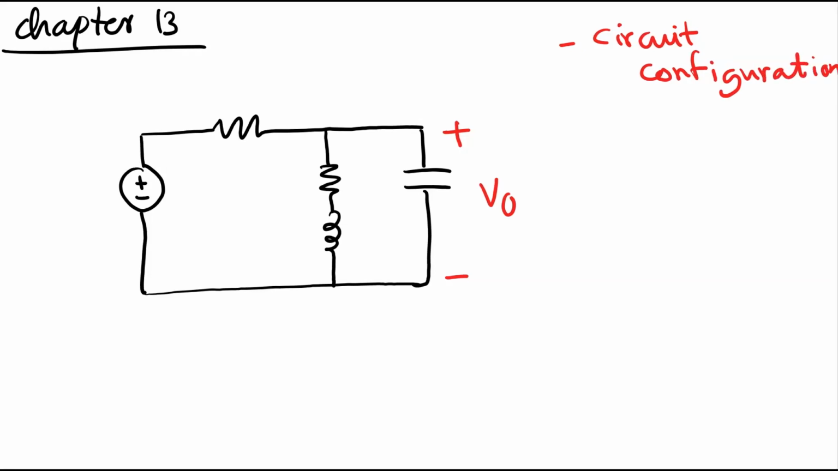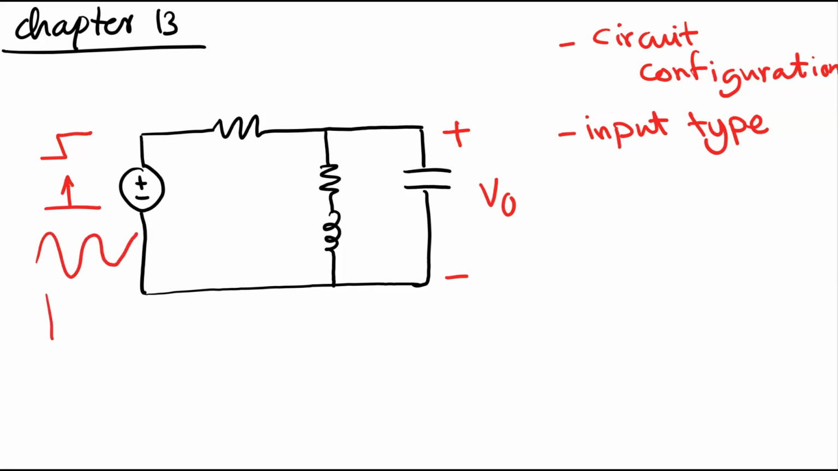The second parameter that you need to focus on is your input type. For example, your input can be a step, it can be an impulse function, or it might be a sinusoidal, it might be a ramp function. You can have a bunch of different inputs and you can select between them. So depending on which input is being applied to the circuit, your response is going to be totally different.